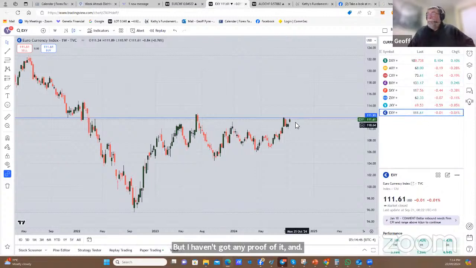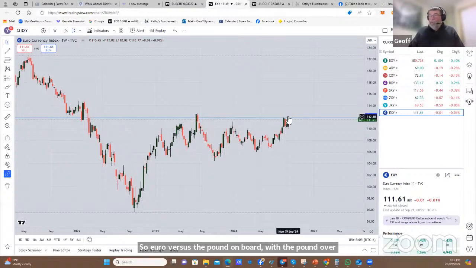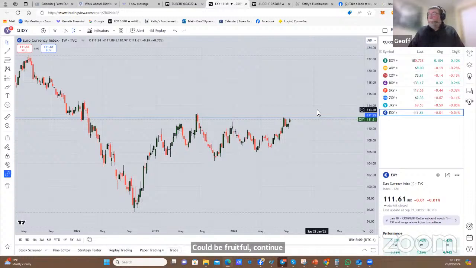Euro at resistance, not dissimilar to what we've seen on a few currency pairs, but I've got to say that this is at the resistance level. The pound is through the resistance level. So euro versus the pound, I'm on board with the pound over the euro. And that little sector of the world, I think, could be fruitful, continuing ongoing for the next little bit.